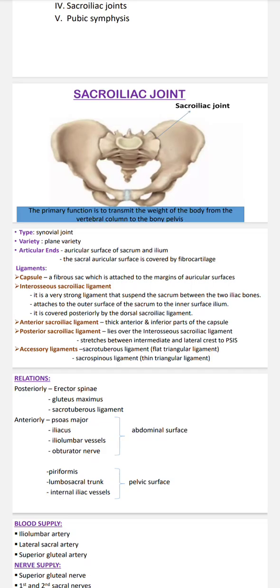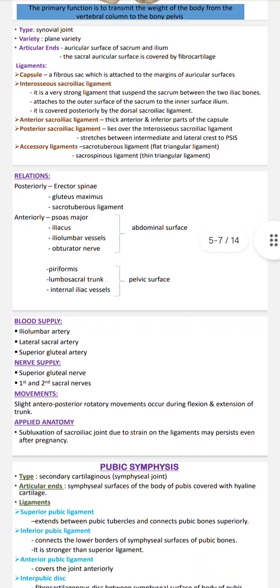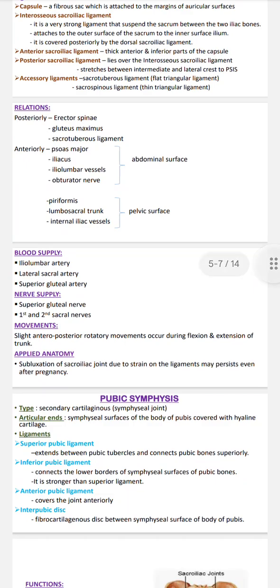Finally, the accessory ligaments. The flat triangular ligament is known as the sacrotuberous ligament, and the thin triangular ligament is known as the sacrospinous ligament. So next we'll see about the relations of the sacroiliac joint.